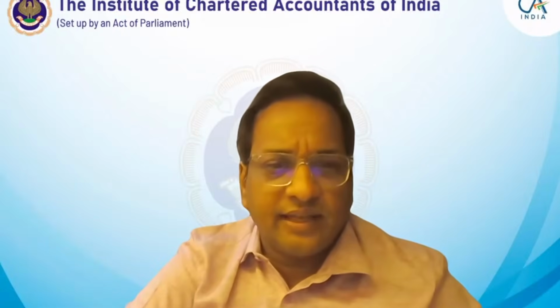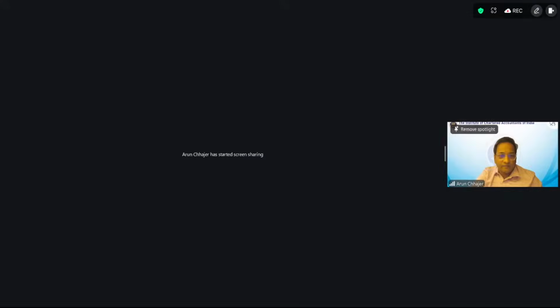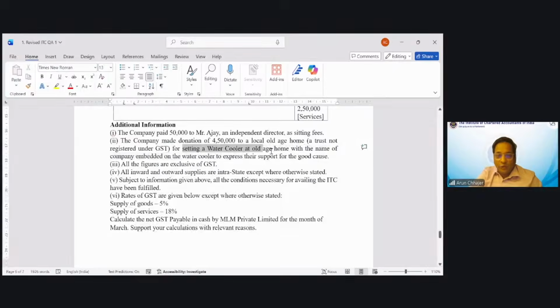It is pure donation, na? Second, let me check again. See, they are setting the water cooler at an old age home, correct, to support the good cause. So you are saying that because the name has been embedded, it is not a pure donation? Because the name has been embedded, therefore it is not a good cause, do you mean that? That will be uploaded on the website, BOS portal. Tell me one more thing, Nagaraja, so that I can open that particular supply chapter also and explain this point.